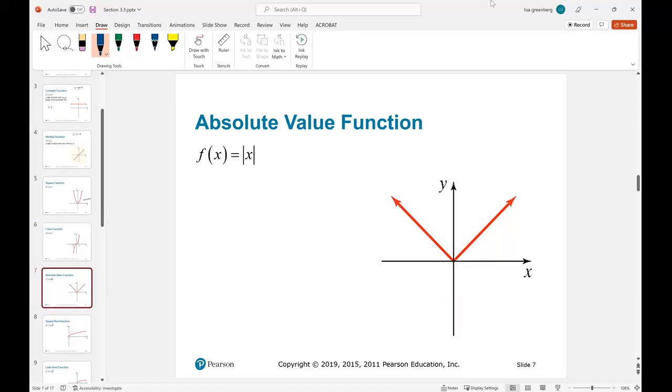Absolute values always look like a V. They could be placed anywhere on the axis, but the main thing is they look like a V, because if I just took y equals x, it would come down this way. But absolute value makes every value positive, so it takes this part right here, and it flips it and makes it positive. So it always looks like a V.